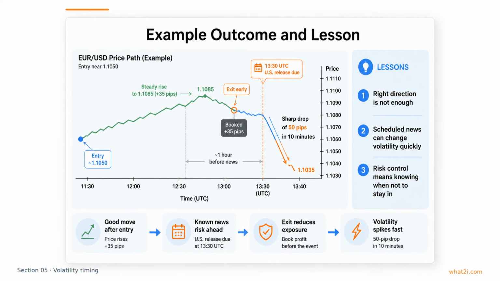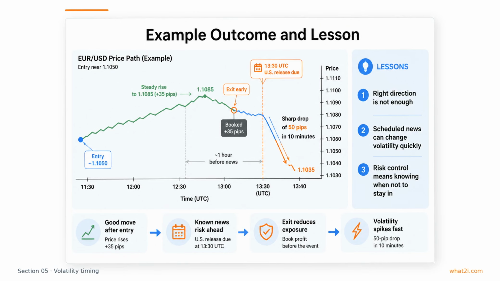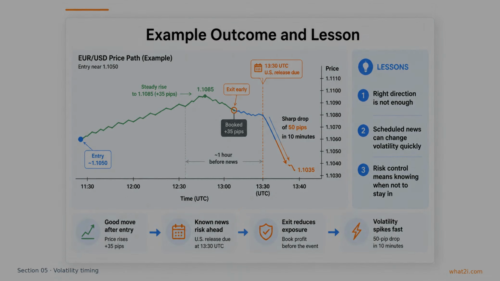In this example, the trade does move in the right direction, rising to 110.85 within 2 hours. So the directional idea was correct, and the timing into the overlap helped support the move. But a US release is due at 13:30 UTC, and that changes the risk picture immediately. Instead of holding and hoping, the trader exits early and books 35 pips. Soon after, price drops 50 pips in 10 minutes, as news-driven volatility reshapes the market. The lesson is that being right about direction is not enough if the environment is about to change. Good volatility timing includes knowing when not to stay in the trade.